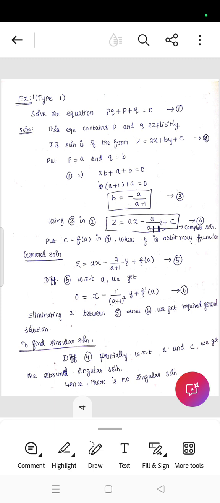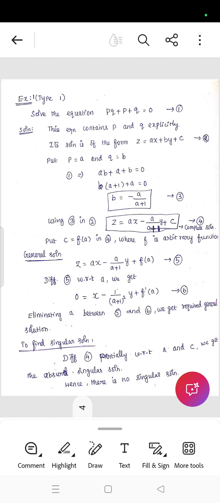Then you have to find the singular solution. Take the complete solution and differentiate partially with respect to a and partially with respect to c. Differentiating partially with respect to c, we get the absurd result 0 equal to 1. So there is no singular solution for the type of problem f(p, q) = 0. This is what we have seen in the last lecture.